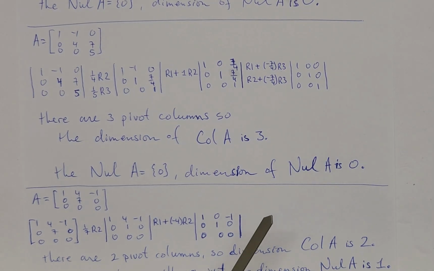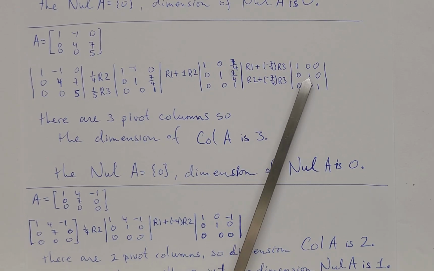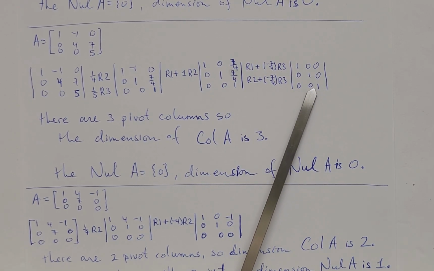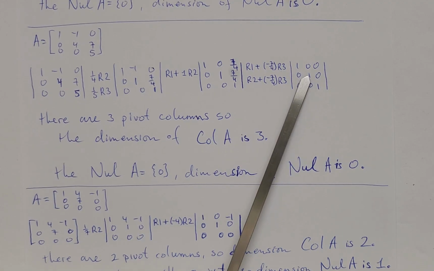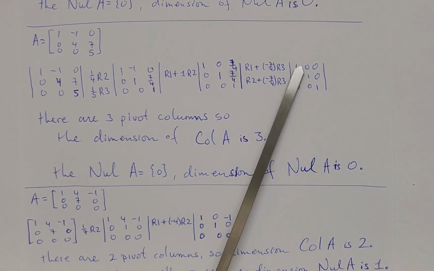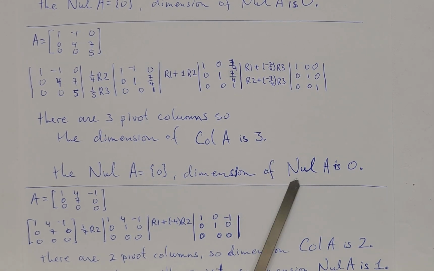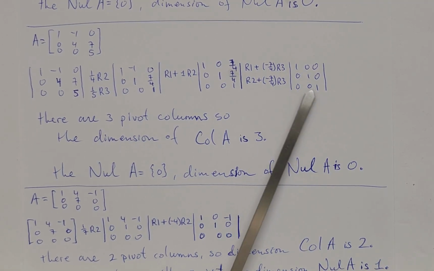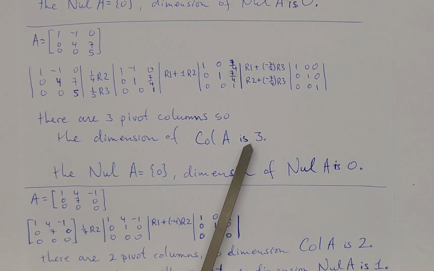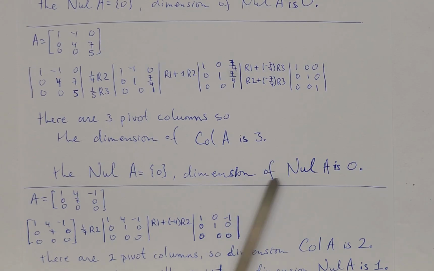No more row operations. Next, we need the dimension. Since I have pivot positions, I have 3. 1, 2, 3. So the dimension of column A is 3. Since this is not a 0, this is not a 0, this is not a 0, the dimension of null A is 0. One more time. If there is a pivot position, then that's how many the dimension is. If I have a 0 in a pivot position, then that will tell you the dimension of null A.